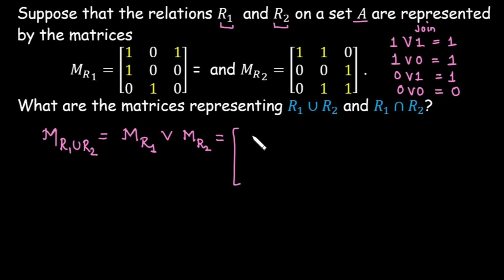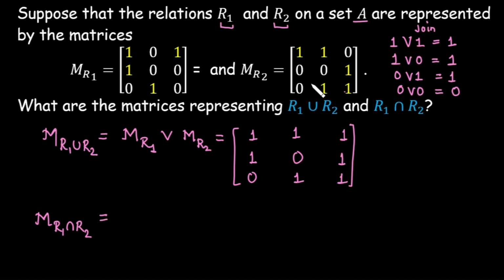Let's apply that. 1 or 1 is 1, 0 or 1 is 1, 1 or 0 is 1, 1 or 0 is 1, 0 or 0 is 0, 0 or 1 is 1, 0 or 0 is 0, 1 or 1 is 1, 0 or 1 is 1. So here we have the matrix representation of the R1 union R2 relation. Similarly, we can calculate the matrix representation of R1 intersection R2 with the help of these two representations.